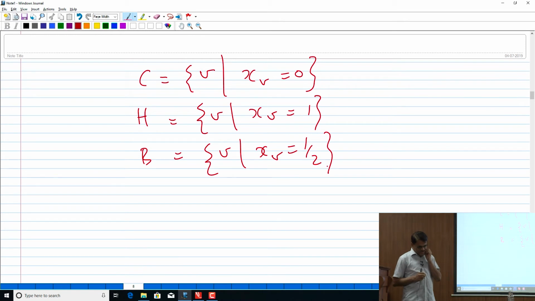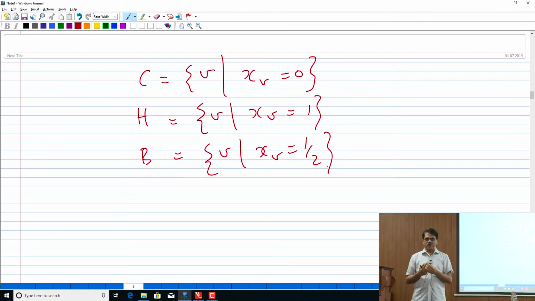Let's see, what is easy to see? The matching saturating requires some work, but maybe I can prove that. Okay, so what are the 3 properties of the crown? C has to be independent. Is C independent here? Yes, because if I have an edge between 2 variables which got 0, how can that be an edge? Because you know that the sum has to be at least 1. So C is independent, great.